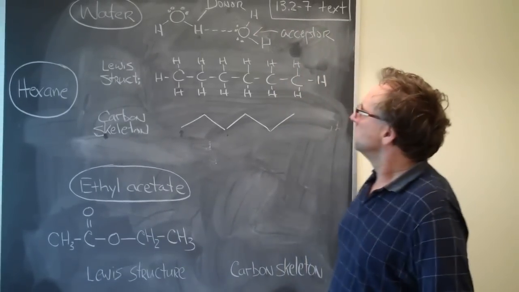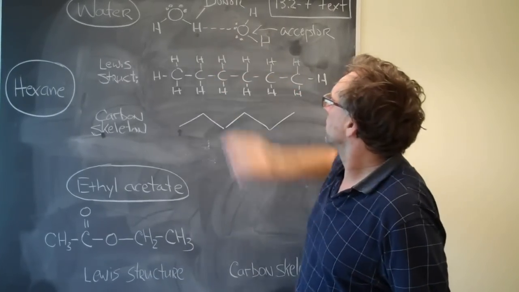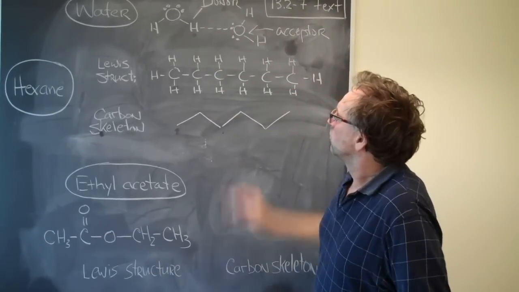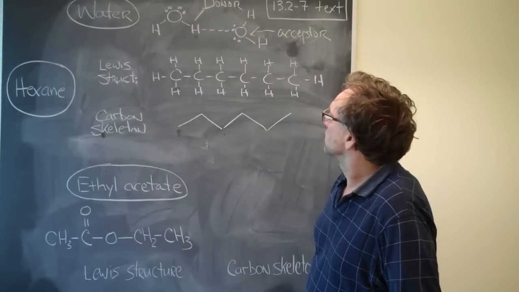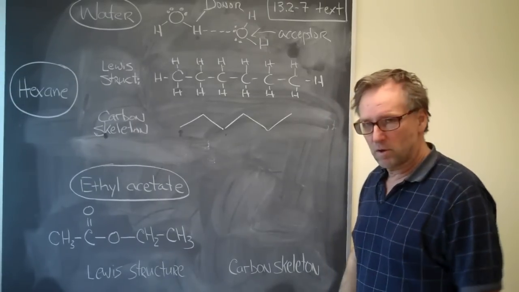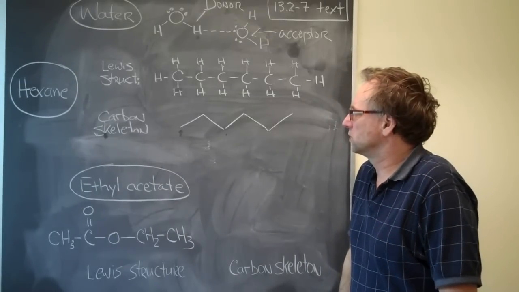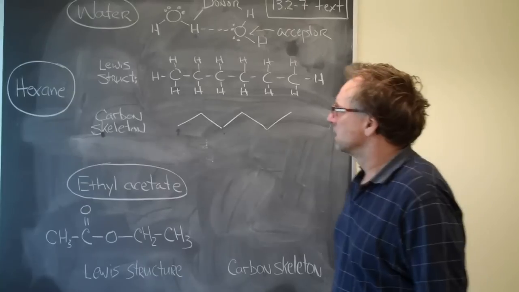Acceptor. Okay, so I've drawn a hydrogen bond. This right there is a hydrogen bond, and one molecule of water is being the donor, and one molecule is being the hydrogen bond acceptor. So let's move on to Lewis structures and how those lead into carbon skeletons.